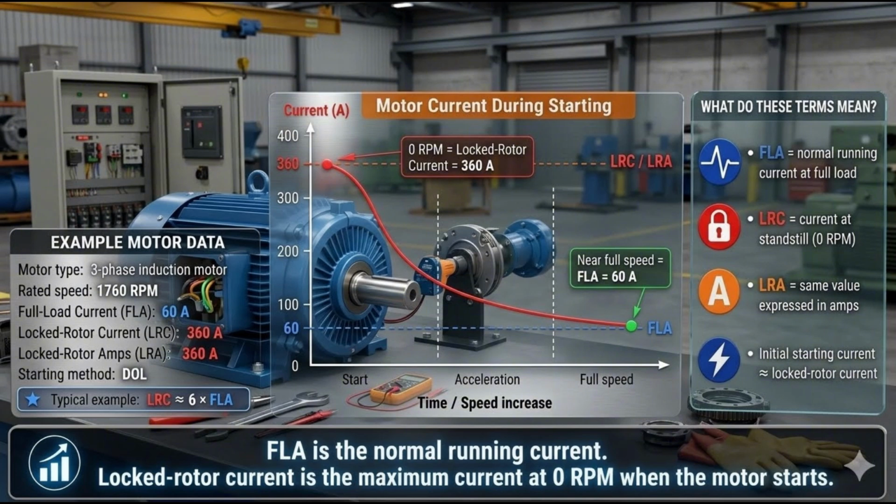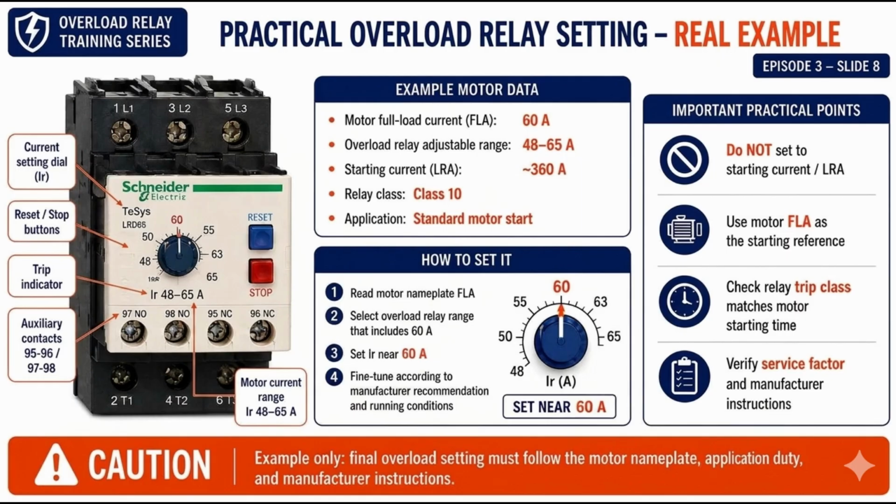So next, let's apply this idea practically and look at how we would approach the overload setting for our 60 amp motor. Now let's apply everything we've discussed to the overload relay. For our example, the motor nameplate FLA is 60 amps. So the first step is to choose an overload relay with an adjustable current range that includes 60 amps. Then we set the relay according to the motor nameplate data and the manufacturer's instructions.